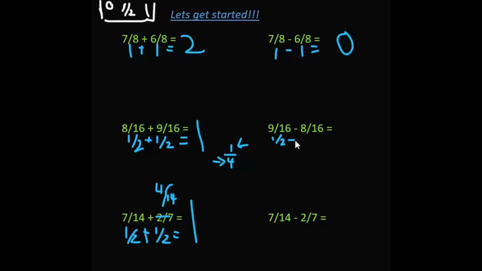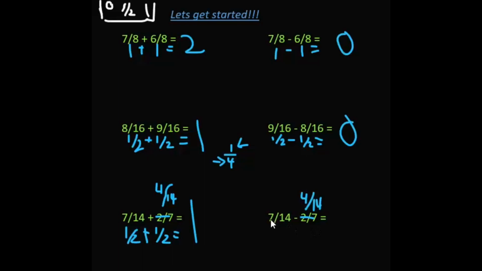And 1 half minus 1 half of 16 is 8. So 1 half minus 1 half equals 0. Okay, so now let's do the next one. So we know straight away that this is not 2 sevenths. This is 4 fourteenths. And no, it's not a different number. It's the same number. They both are equivalent to each other.